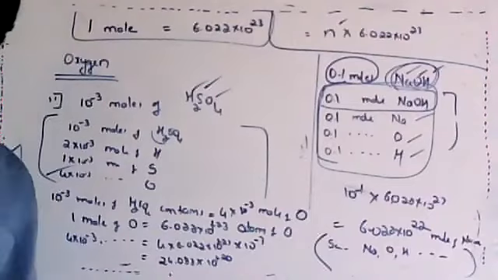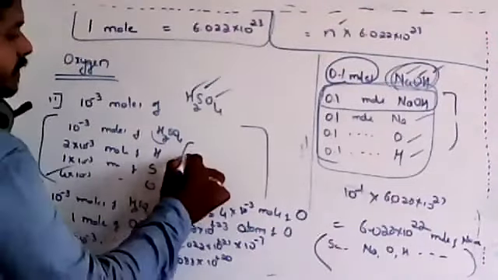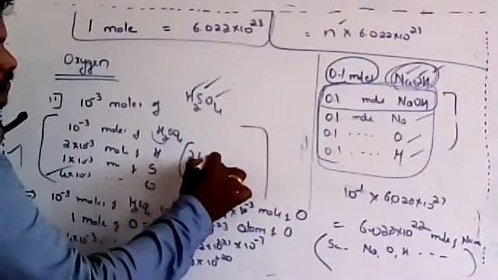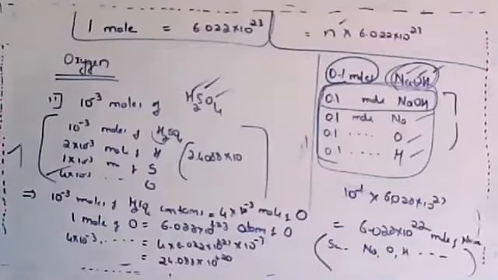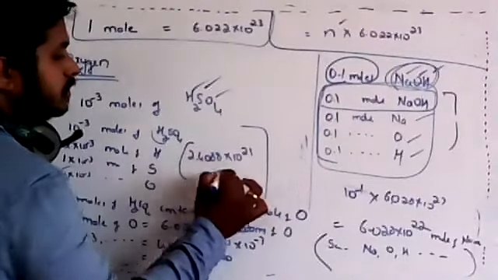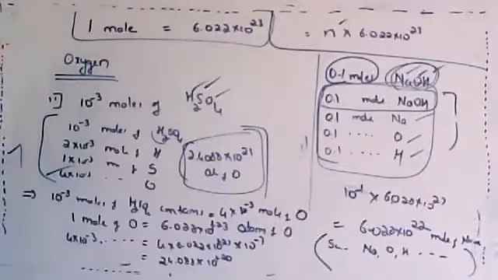Or it is better to express in terms of scientific notation. This will become finally 2.4088 into 10 to the power, you are making this smaller, so increase it, 21 atoms of oxygen. Is that clear, my dear students?